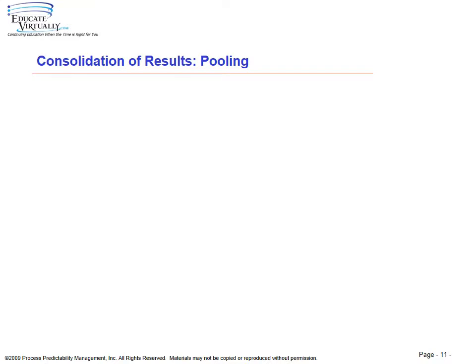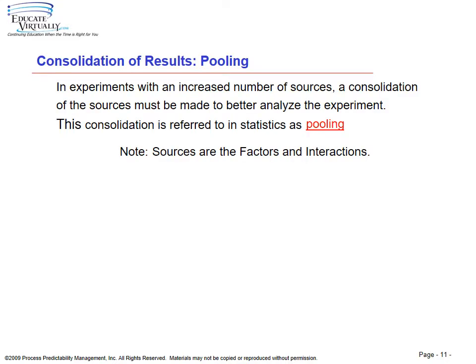The next topic is consolidation of results, or pooling. Typically we run an experiment and we will have some factors that are not significant, and they would then get pooled. In our case, all of our factors and interactions were significant, so we kept them in our model. In experiments with an increased number of sources, a consolidation of the sources is made to better analyze the experiment. We refer to this consolidation in statistics as pooling. Note that sources are the factors and the interactions. In our case, we had 3 factors and 3 interactions, so we had 6 total sources.